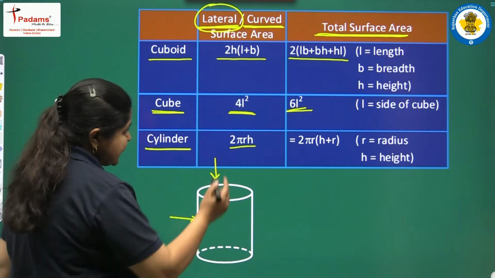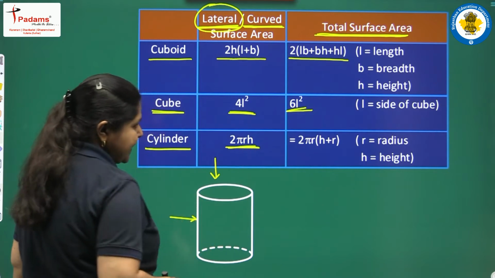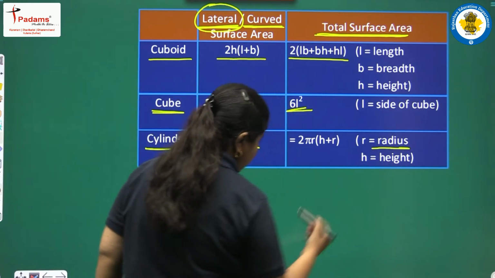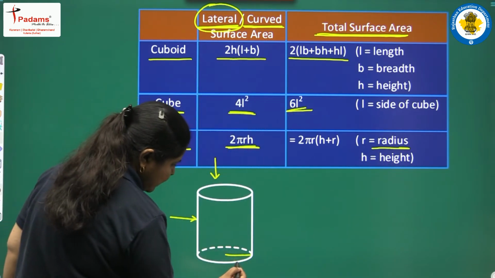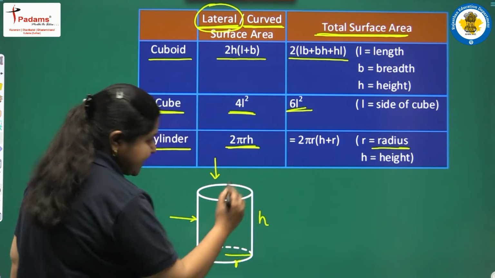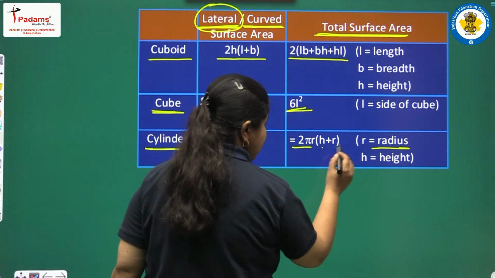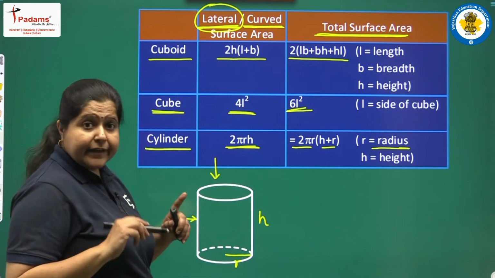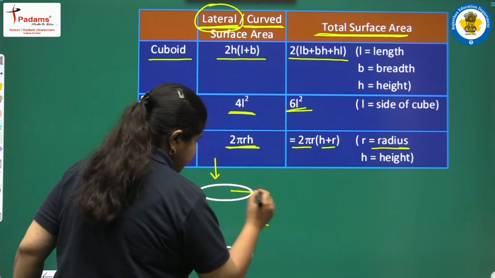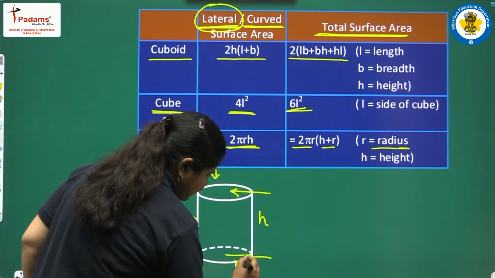Okay, and this is obtained by 2 pi RH, where R denotes the radius of the circular base of a cylinder and H denotes its height. Then we have the total surface area of a cylinder, 2 pi R into (H plus R), where we also include the areas of the top circular end and the bottom circular end.